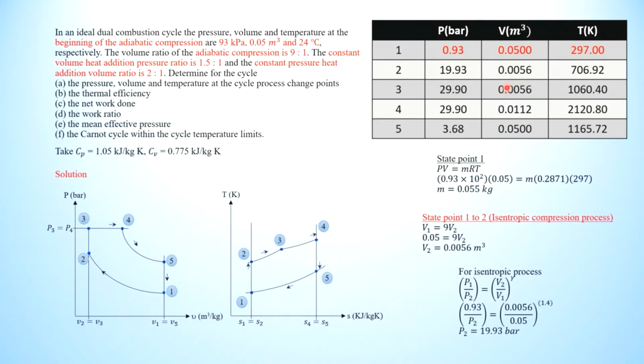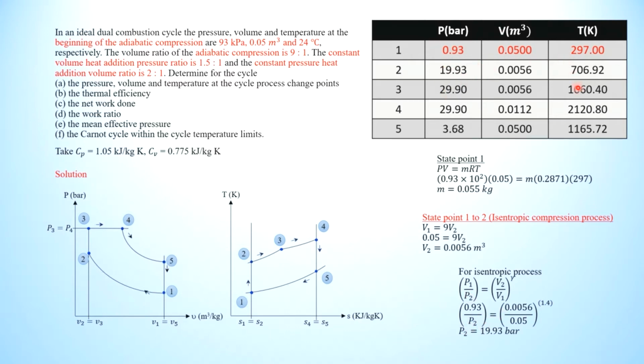Then, based on the relationship of pressure and volume, it is time for us to find the pressure or the temperature by using the isentropic relationship between pressure, volume, and temperature. So remember, this is gamma. You can also find gamma by taking Cp over Cv, which should be 1.4. And then your P2 is found: 19.93 bar. Okay, so that is your P2.